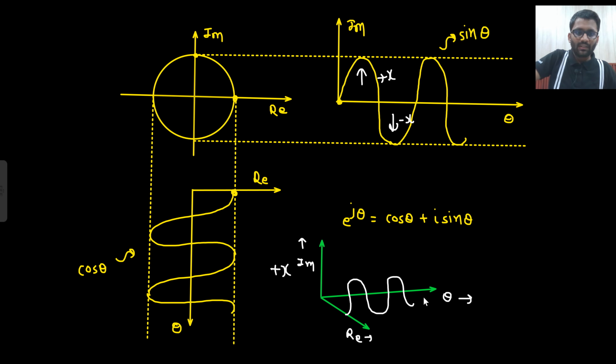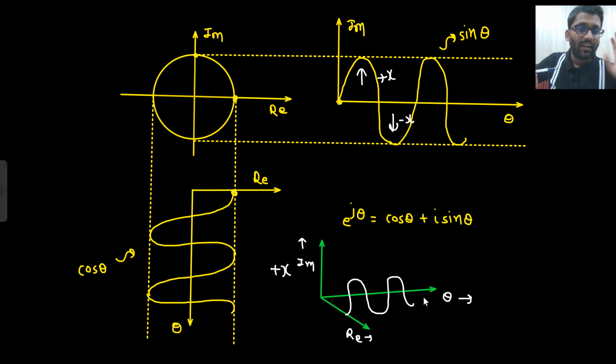Let's visualize this. So this was your real axis, this was your theta, right? So along theta my cos graph will run, but it will run parallel to the real axis like this. Are you getting this point?